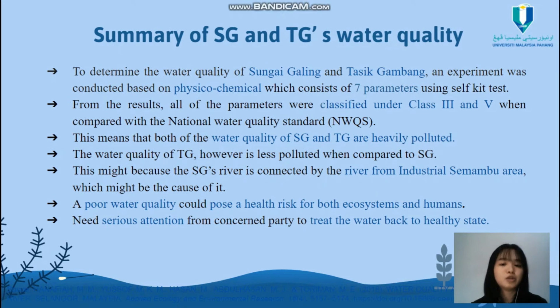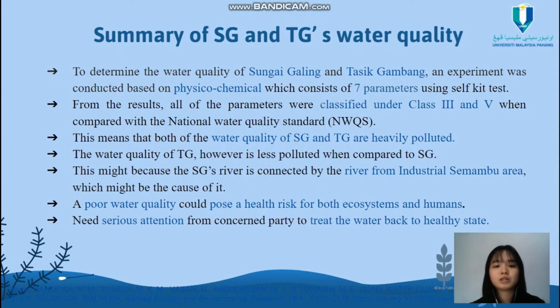Summary of the SG and TG water quality. This experiment was to determine the water quality of Sungai Galing and Tasik Gambang. An experiment was conducted based on the physical and chemical properties, which consist of 7 parameters, using a self-test kit. From the results, all of the parameters were classified under Class 3 and 5 when compared with the National Water Quality Standard, NWQS. This means that both of the water quality of SG and TG are heavily polluted.